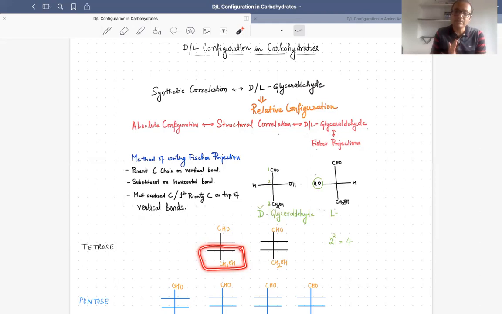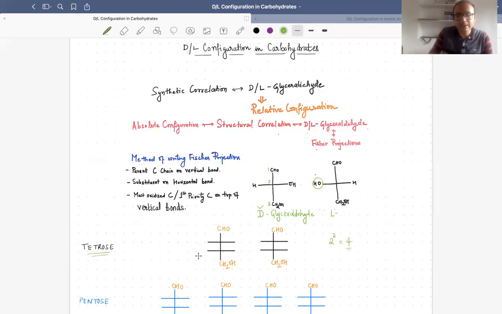And why I'm drawing the D configuration is because it is the abundant form, the natural form of the monosaccharides. So the L form is just the mirror image, so you don't have to worry. Once you know the D form of a particular sugar molecule, the L form is pretty easily understood. Right now I'm going to put this as the tetrose sugar. So we should have a total of 4 tetrose sugars.